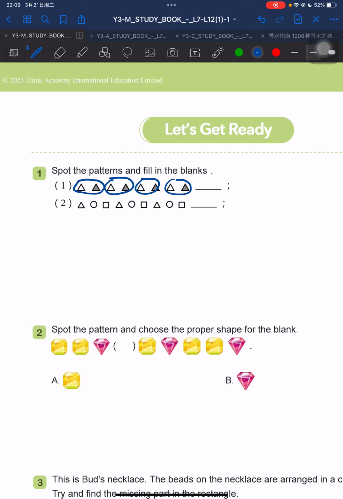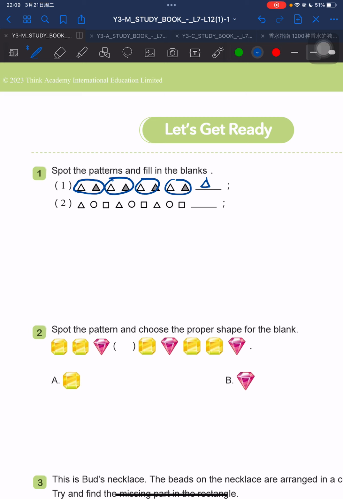So what's the next triangle? Well, we know this cycle starts from a white triangle and ends as a gray triangle. So the next one, if we end as a gray triangle, would start a new cycle again. So we would have a white triangle.